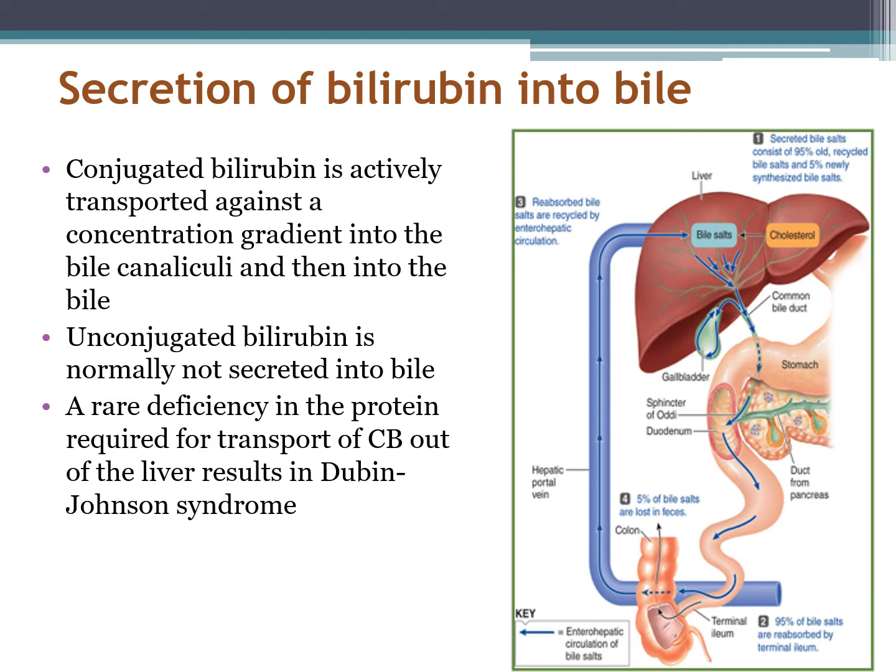Unconjugated bilirubin is normally not secreted into the bile. Unconjugated means only bilirubin, and conjugated means bilirubin plus two molecules of glucuronic acid.